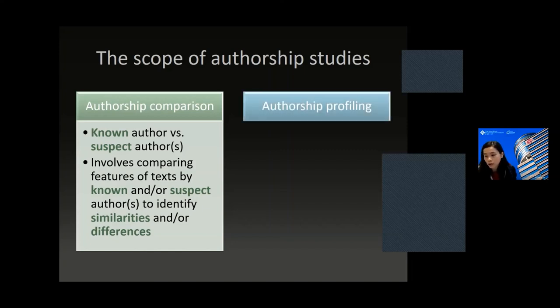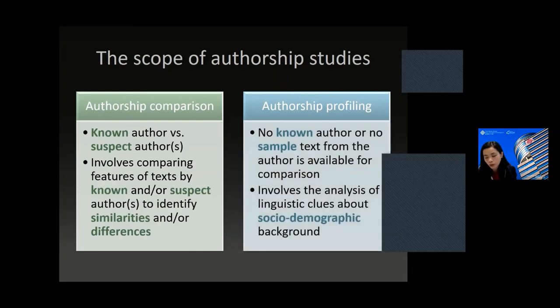Another area is to do with authorship profiling. That's when you don't know the authors. You have no known author at all. You just have a lot of documents, but you don't know who produced them. Then what you want to do is to at least try to understand more about the socio-demographic background of that person. What does it mean by the socio-demographic background?